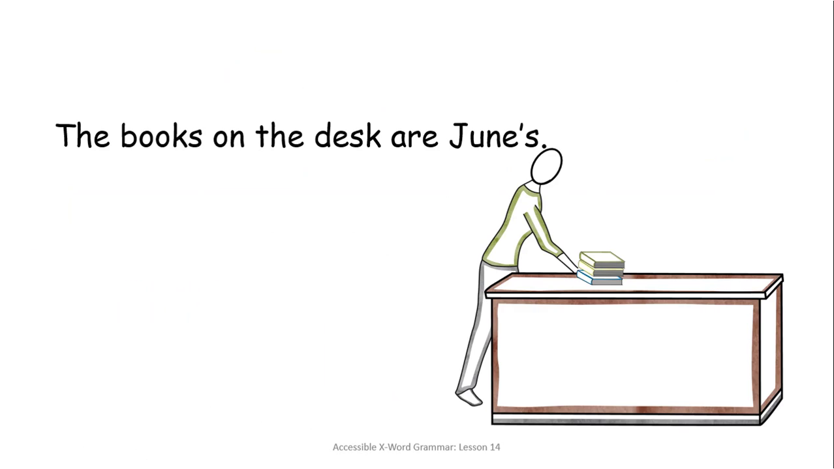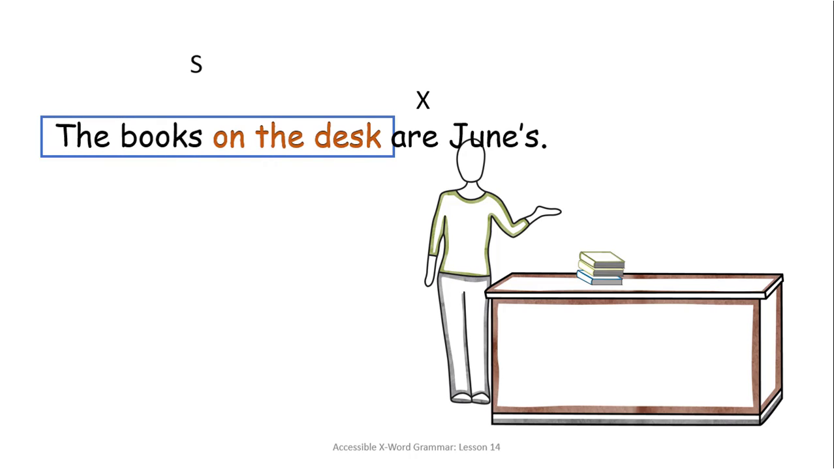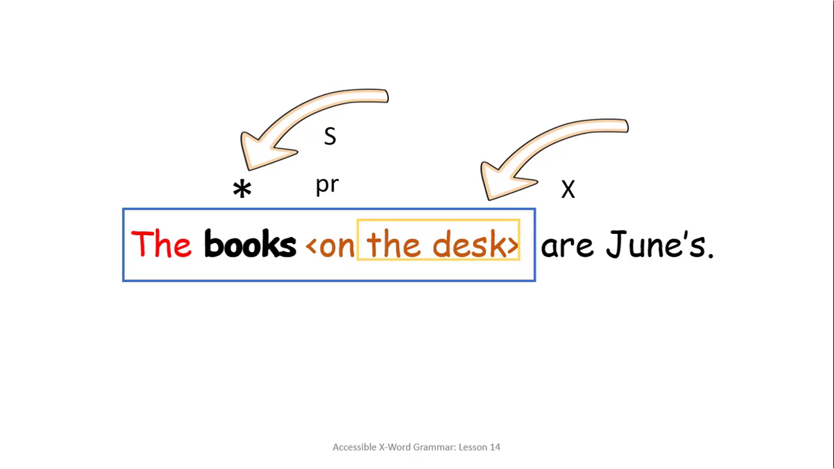The books on the desk are June's. The subject is still everything in front of the X word. On the desk is a prepositional phrase. A prepositional phrase is a preposition plus a noun box. The main word, books, is the word right in front of the preposition. Be careful. Don't confuse the main noun of the sentence with the main noun in the prepositional phrase. This sentence is about the books, not the desk.